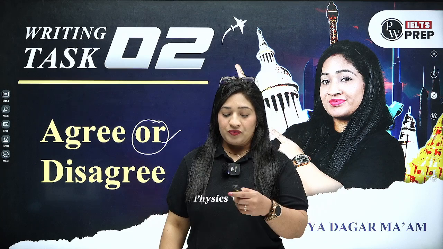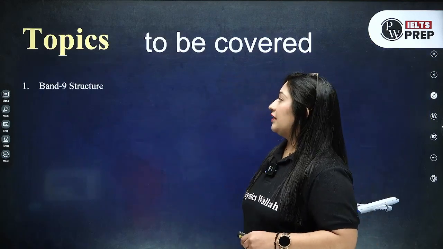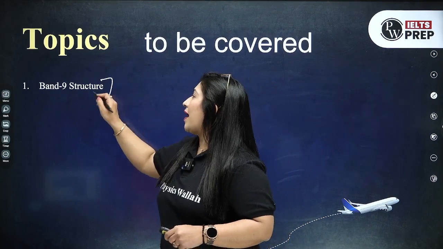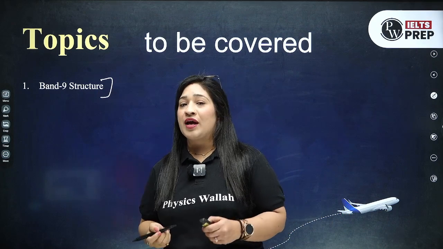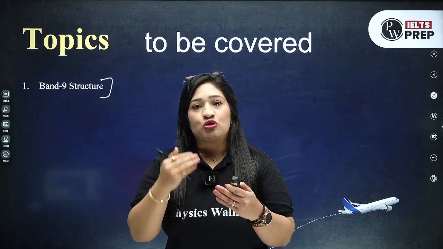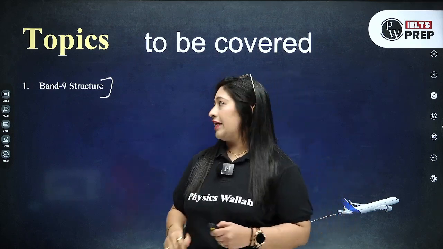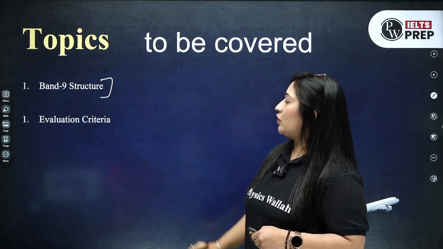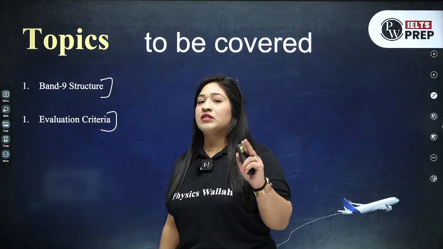Now, the topics that we are going to cover today, the very first thing that I'm going to explain is what is the band 9 structure? How many paragraphs should it have? How you are supposed to connect your paragraphs, and of course, the length of the paragraph we'll be talking in detail. Second thing that we are going to cover is evaluation criteria, one of the most important parts.